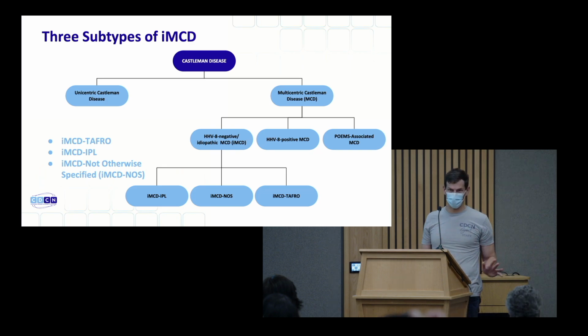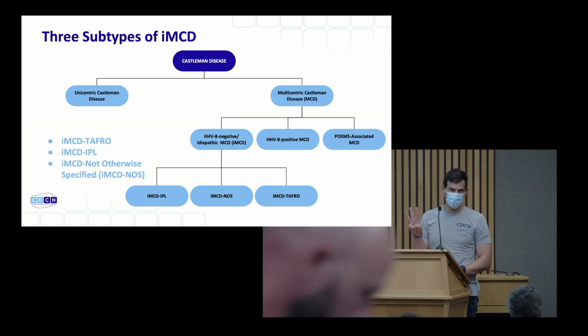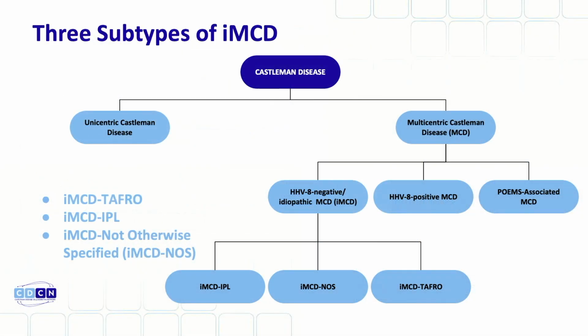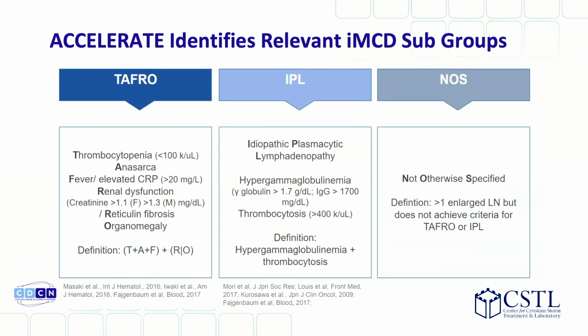There was a great question earlier about, well, what about all the subtypes of iMCD? And I didn't go into all the subtypes of iMCD because it gets even more complicated. But there are at least 3 subtypes of iMCD. And as we go through them, it'll become more clear why it's important to subtype iMCD further. So let's go to the next slide.